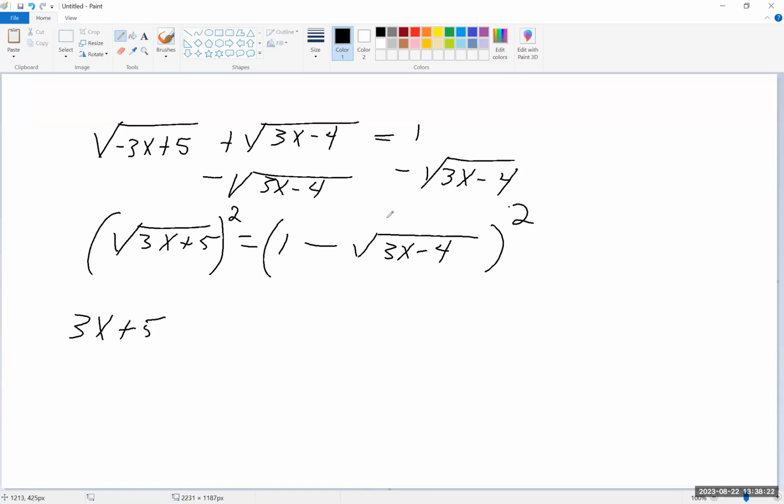Okay. This is a little harder to understand because I'm really dealing with 1 minus the square root of 3x minus 4 times 1 minus the square root of 3x minus 4, because this 2 is telling me to write it down twice. Any questions about that?